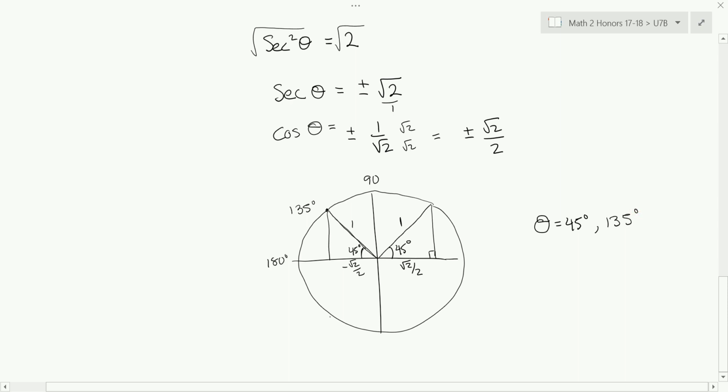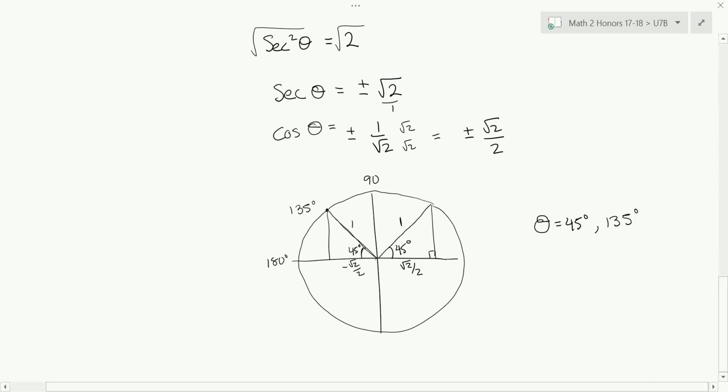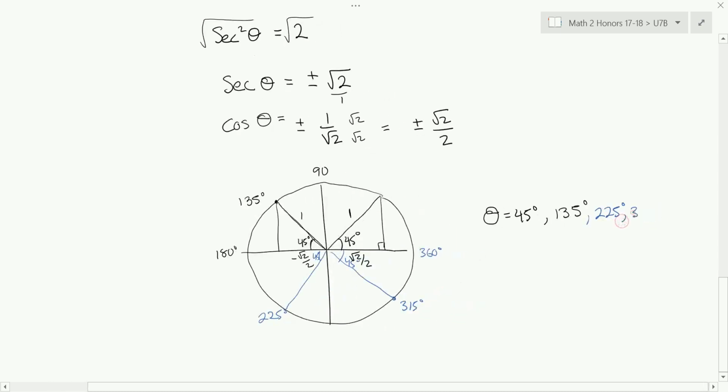Go ahead and find the solution in quadrant 3 and quadrant 4. Okay, so we should realize we're just putting 45 degrees in each quadrant as a reference angle. So if I go 45 plus 180, I get 225. That's my answer from quadrant 3. And then put another 45-degree reference angle in quadrant 4. If I go back 45 from 360, what do I get? 315. And so those are my 4 answers.